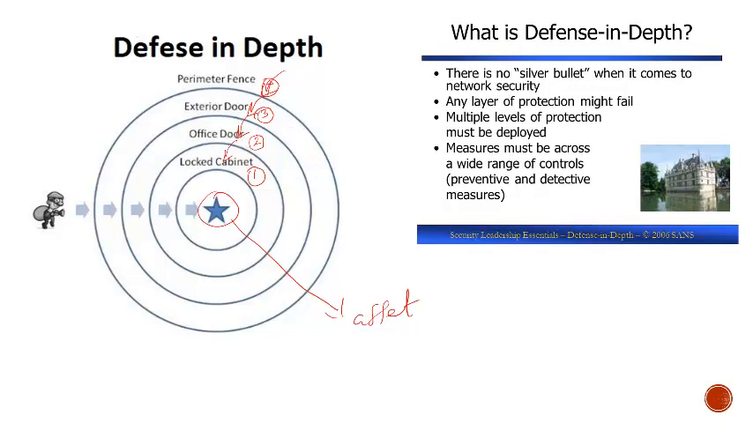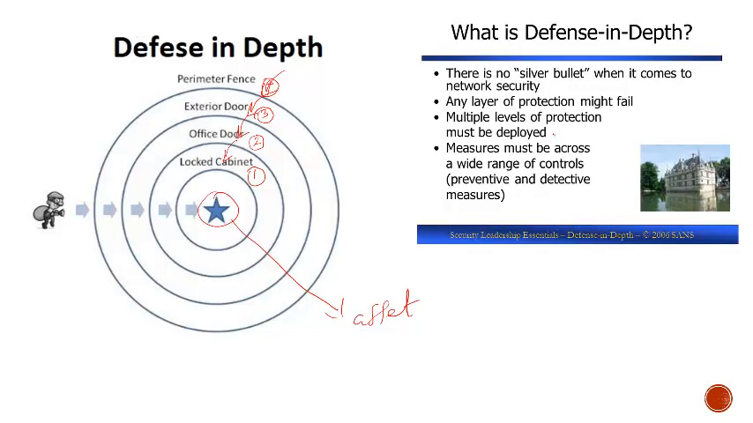It's a principle that ensures that no single silver bullet can protect an asset. So it's not that you're putting one single layer of protection in place and having the complacency that the asset is protected. Any layer of protection might fail. What you want to achieve with defense in depth is that if a layer of protection fails, then the next layer of protection can take charge.